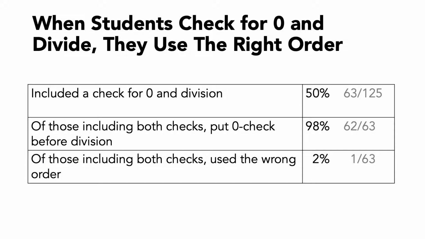We also found that when students did check for 0 and had division, they overwhelmingly did so in the right order. So of the 63 students who included a check for 0 and included division, 62 of them, all but one, did it in the correct order.